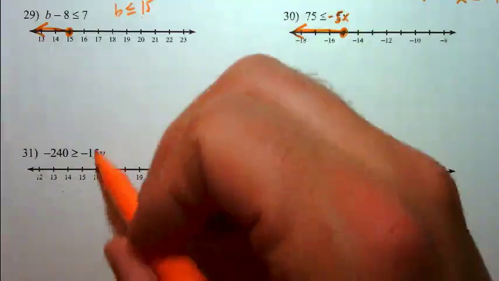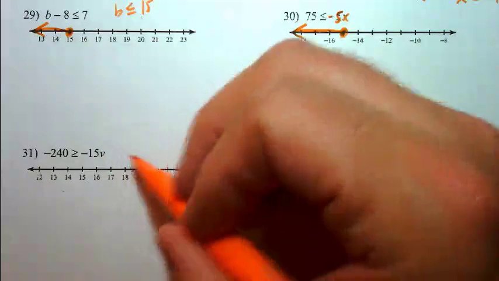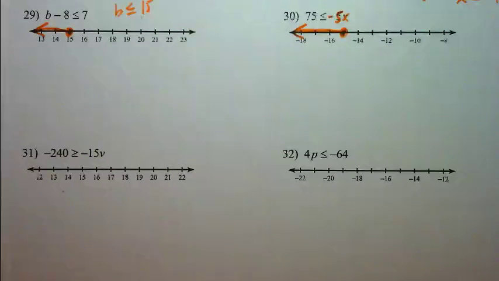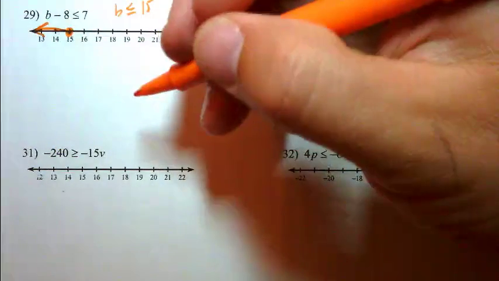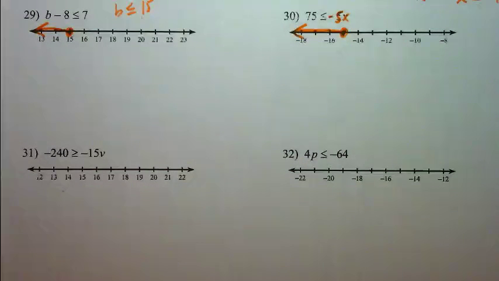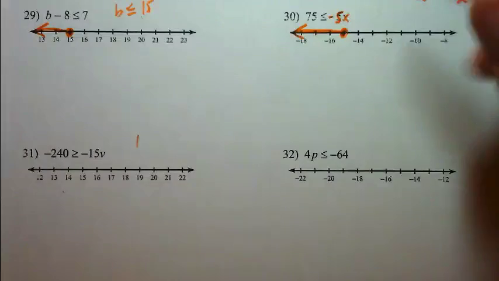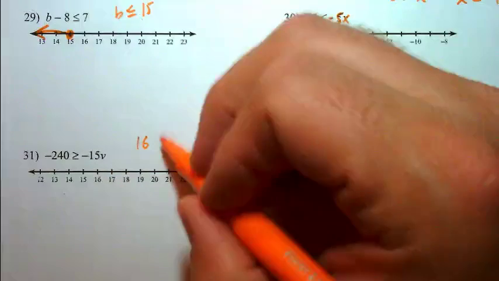On 31, divide by that negative 15. So again, we're going to have to flip our sign. That's a very big number. If you divide by 15, 24 divided by 15, that only goes in once. So then we'd have 9 left over. So you'd have 90. So you have 1, and then 90 divided by 15 is 6. So 16. It's a positive 16 because both numbers were negative.